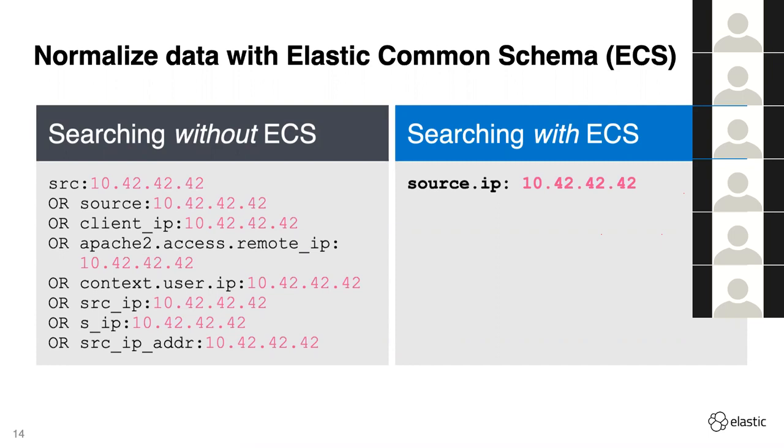So for that, Elastic innovated this common schema, and they are using one schema. So the source IP will be source.ip, the MAC will be source.mac, and so on.